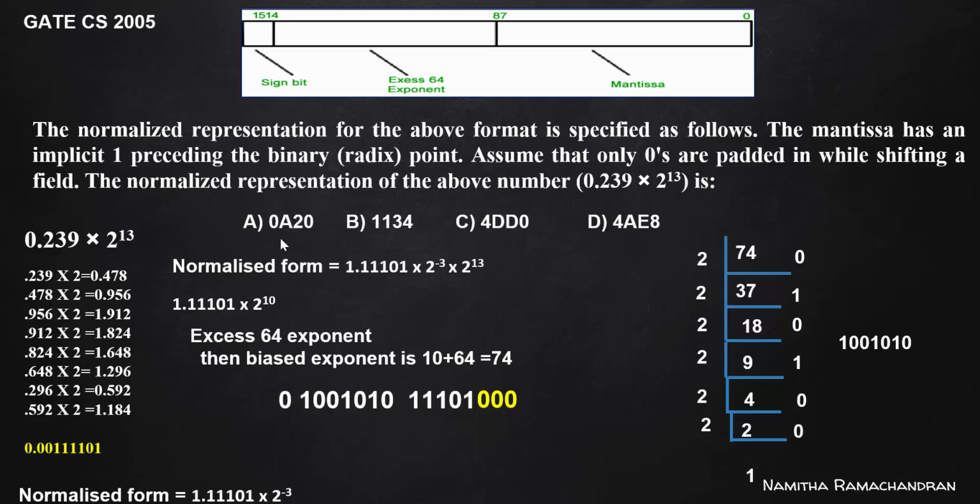Okay, so the options are given with hexadecimal representation. So make different groups and assign its hexadecimal equivalent. This last 4-bit 1000 is 8, 1110 is E, 1010 is A, next 0100 is 4. So which is the right option? Option D, 4AE8.